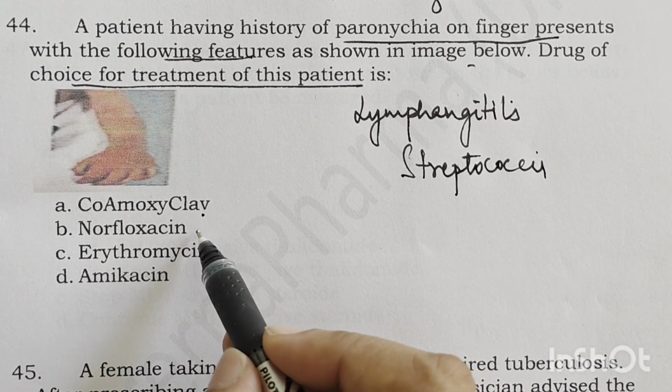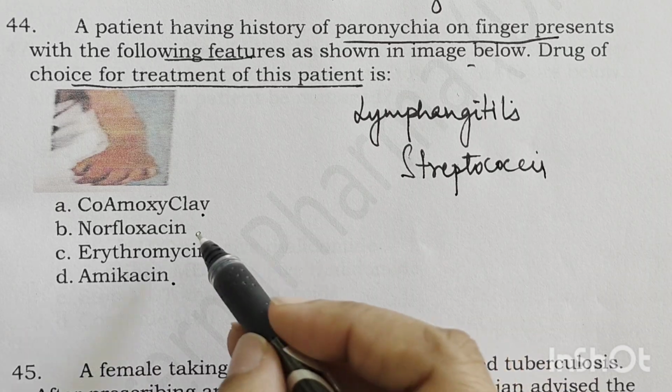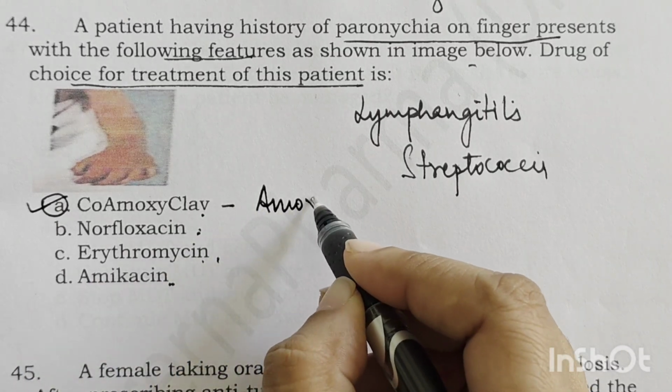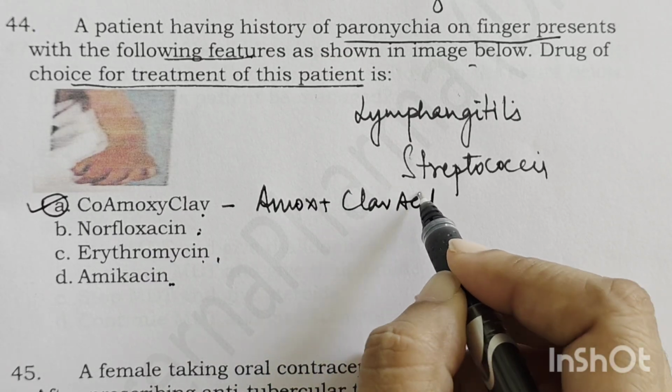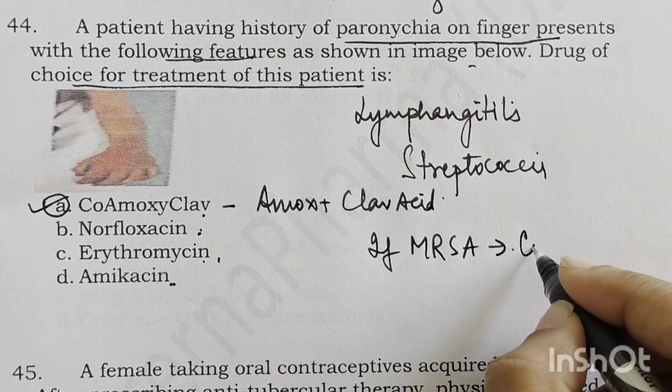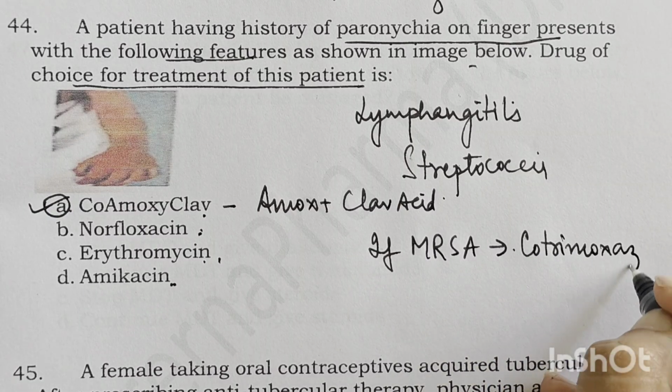What are the options? Coamoxiclav, norfloxacin, erythromycin and amikacin. So among norfloxacin, erythromycin, amikacin and coamoxiclav, that is amoxicillin plus clavulanic acid is the drug of choice in this case. If MRSA is the suspected agent, then cotrimoxazole has to be given.